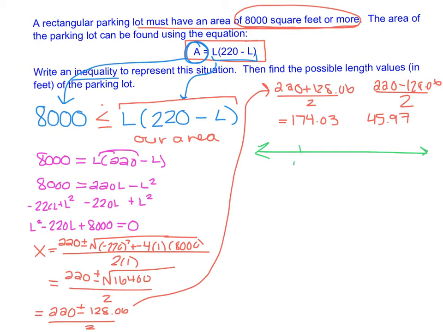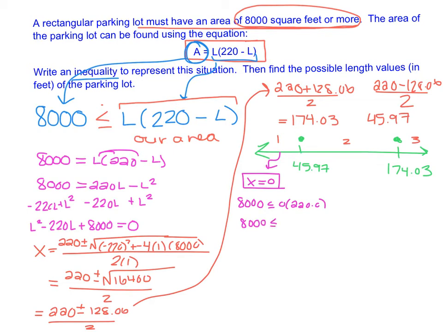So we have 45.97 down here and 174.03 here. Now because we have an equal to here, we know that we have a closed circle at each, and then we can see that we have regions 1, 2, and 3. So if we pick a point in the first region, we find x is equal to 0. So that's the first point I'm going to pick, and if I substitute that into my equations, I have 8,000 is less than or equal to 0 times 220 minus 0, which is going to turn into 8,000 is less than or equal to 0, which is false. So I know that this first region is false.